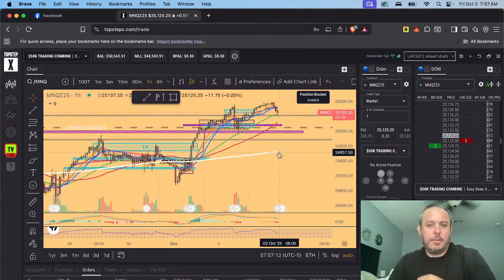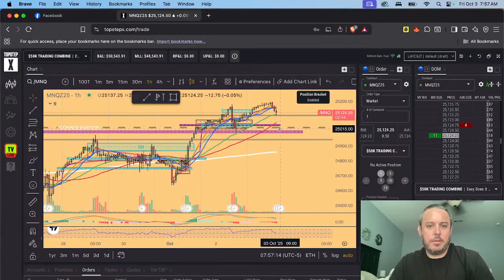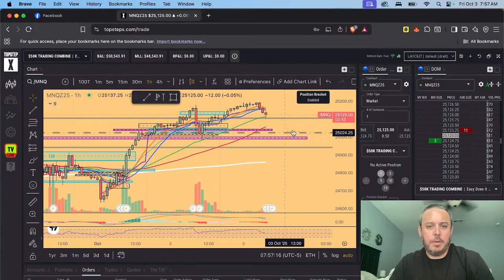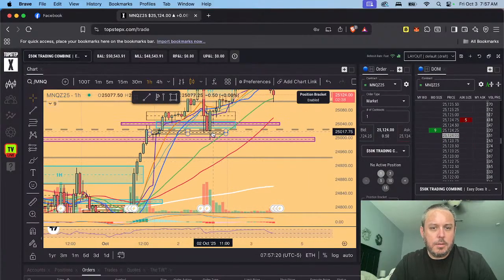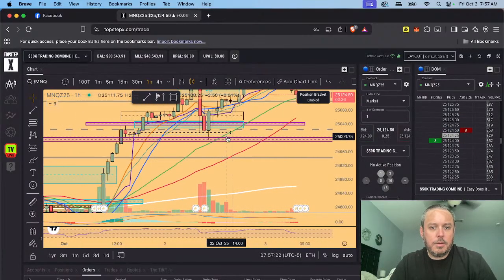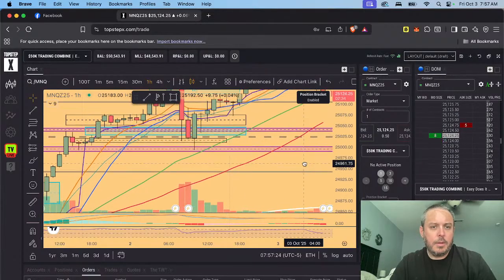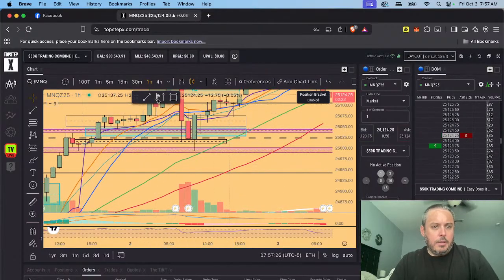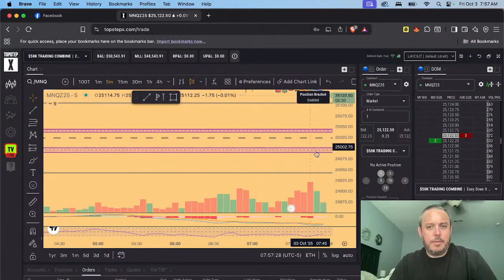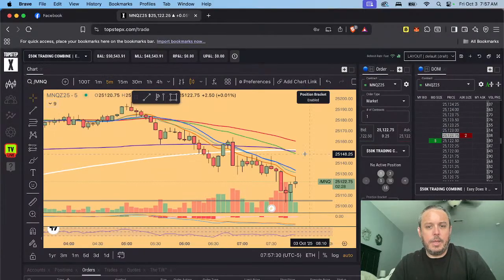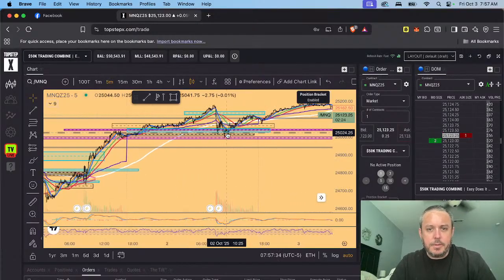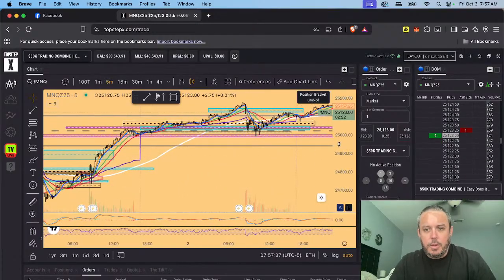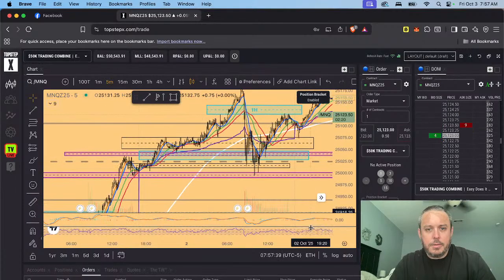All right, let's clean this whole thing up a little bit. This looks like a disaster. Actually, before we clean this up, let's do just some quick recap on yesterday's trades.